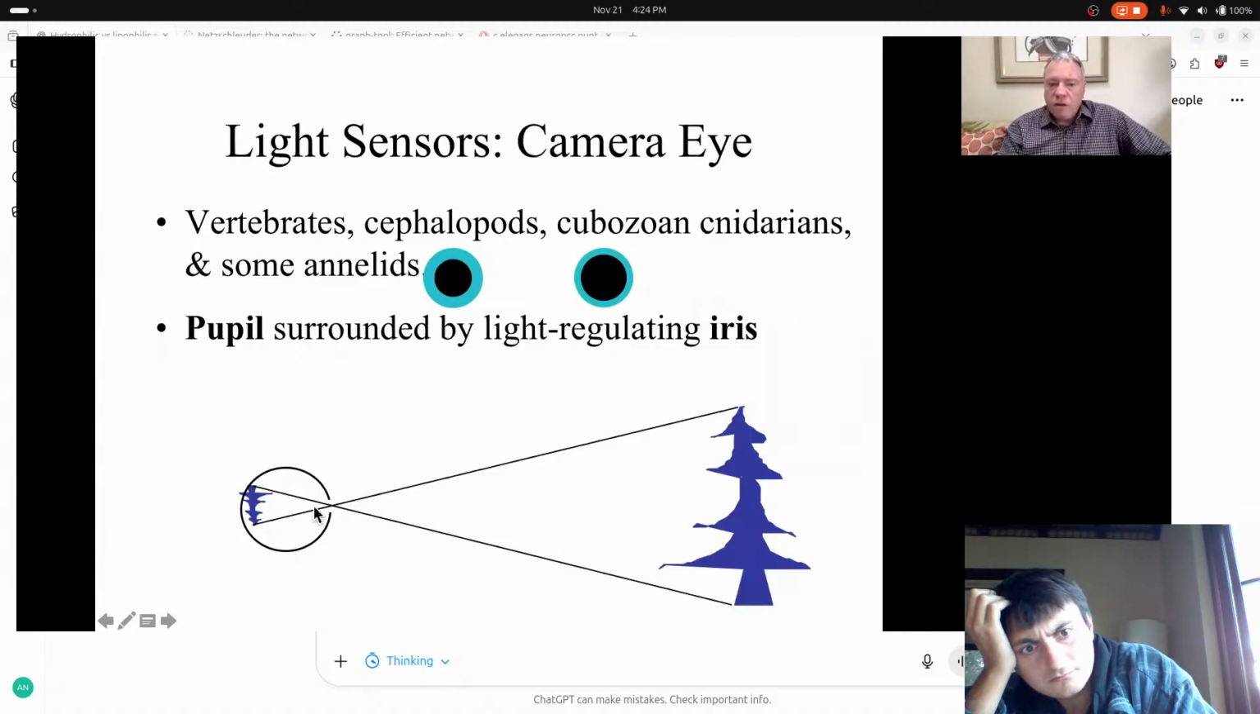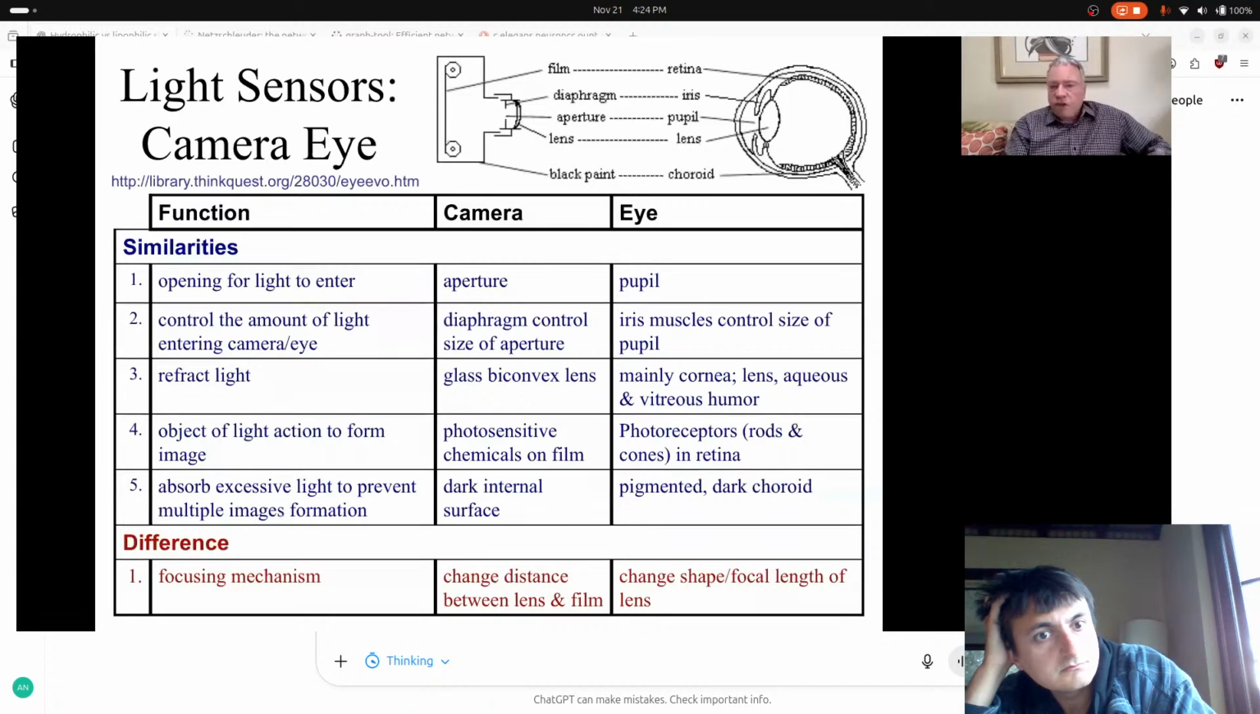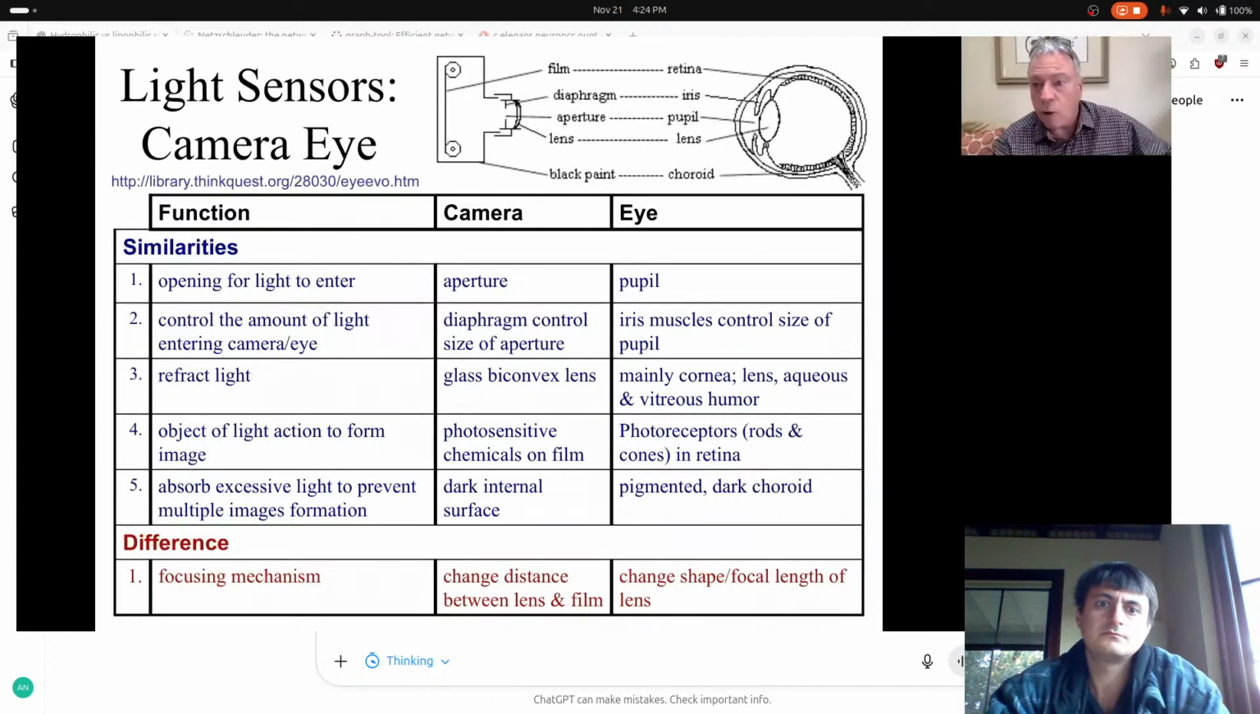Okay, so once we add a pinhole eye with a lens and with an iris, we now call this a camera eye. We call it camera eye because that's how we build cameras. Cameras have these features, right? We're imitating a camera eye when we build a mechanical camera. And so here, for example, is comparing how we build a camera compared to how our body builds an eye.